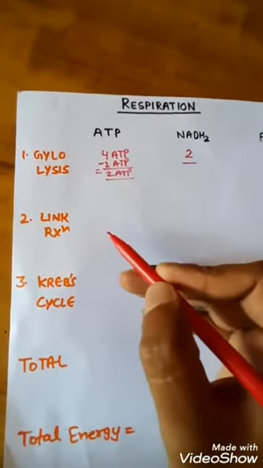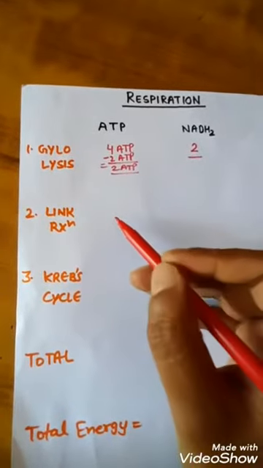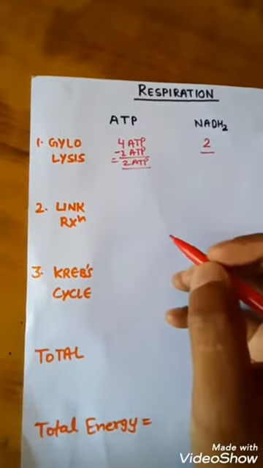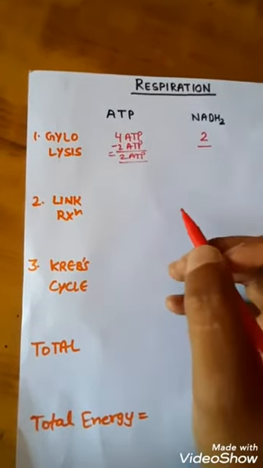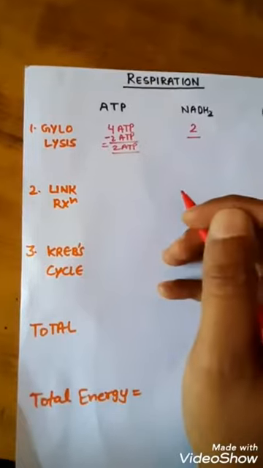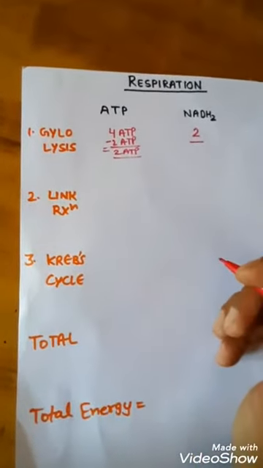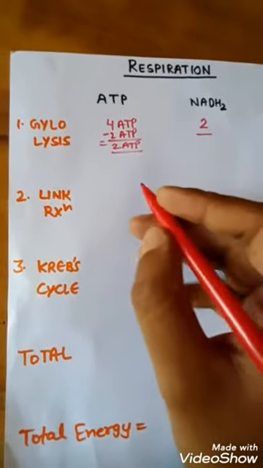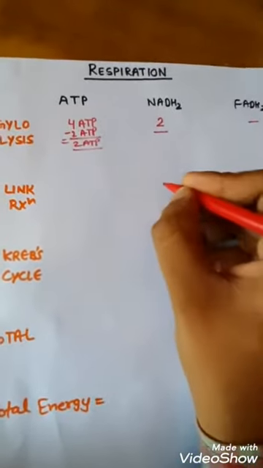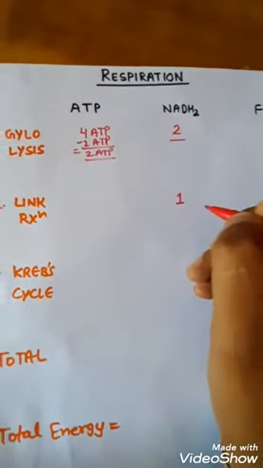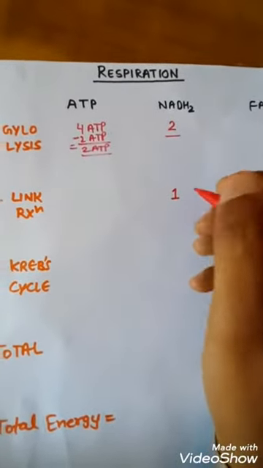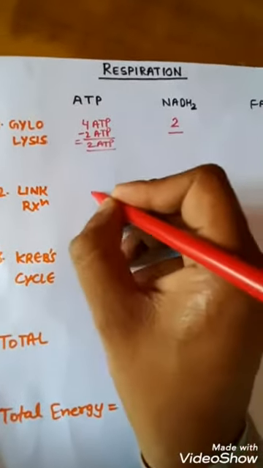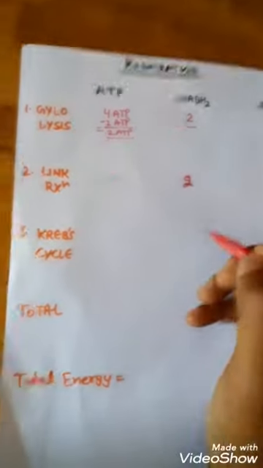The link reaction is the link between the cytoplasm and the matrix of the mitochondria. The pyruvic acid produced after glycolysis enters the matrix of the mitochondria, where it is decarboxylated to form acetyl-CoA. The acetyl-CoA undergoes the Krebs cycle. Whenever the pyruvic acid changes into acetyl-CoA, it also generates one NADH2. And we know there are two pyruvic acids from one glucose molecule, so there will be a total of 2 NADH2 generated in the link reaction. There is no ATP produced and no FADH2 produced.